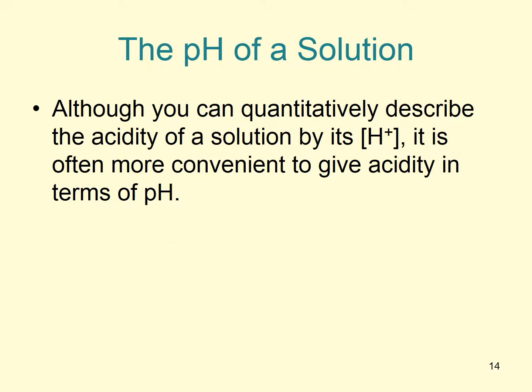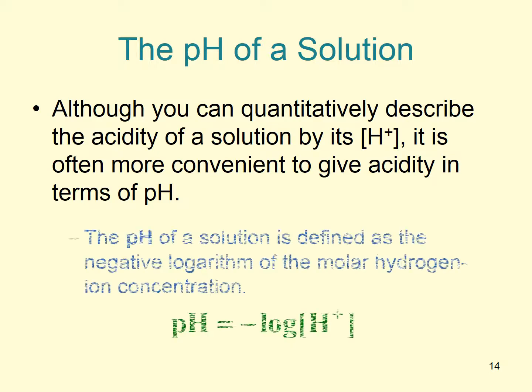So we can quantitatively describe the H plus. Usually scientists find those numbers kind of bulky, like 1 times 10 to the minus 7th or whatever, and so it's more convenient to give acidity in terms of pH. So let's talk about how you can find the pH. The pH of a solution is just defined as the negative log of the hydrogen ion concentration.